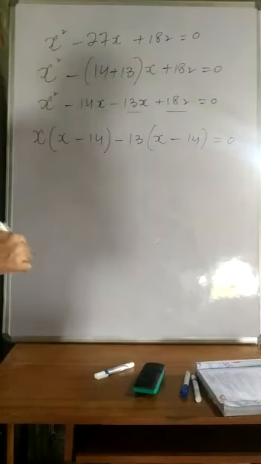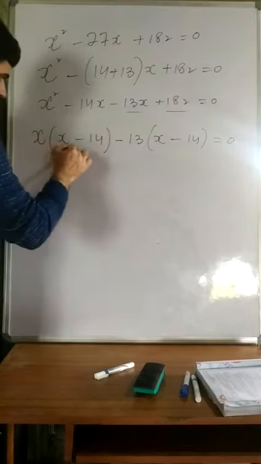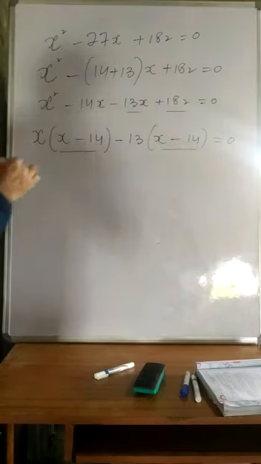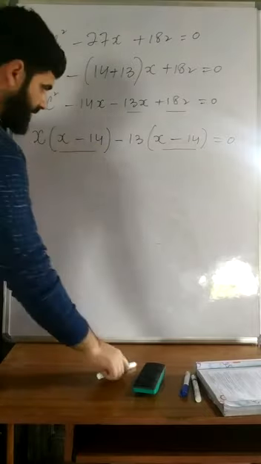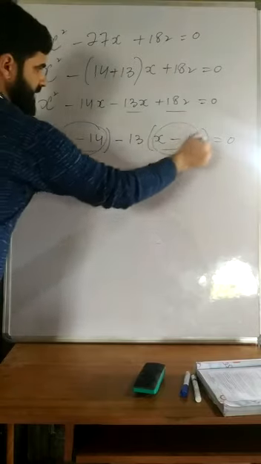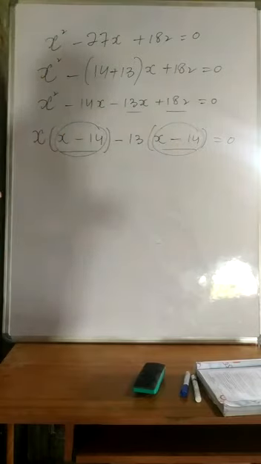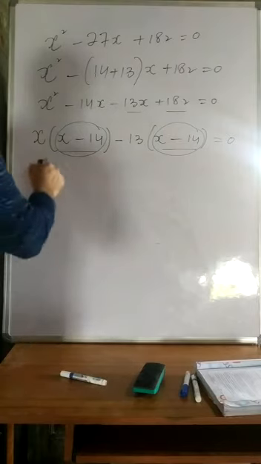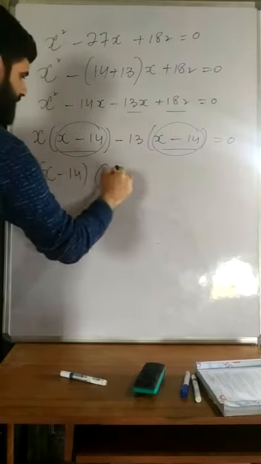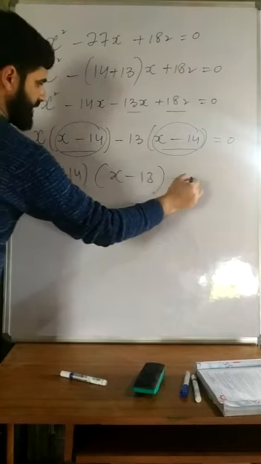Now consider this and this. These are the factors. Another factor is x minus 13. But these two factors are the same here, x minus 14. You have to write it just once. It is x minus 14. Another factor is x minus 13 is equal to 0.